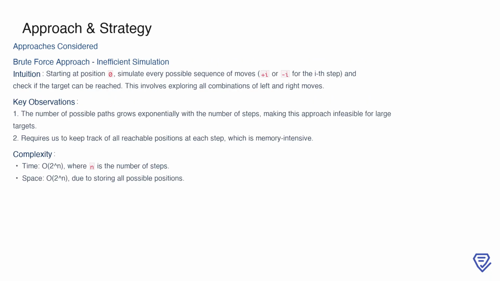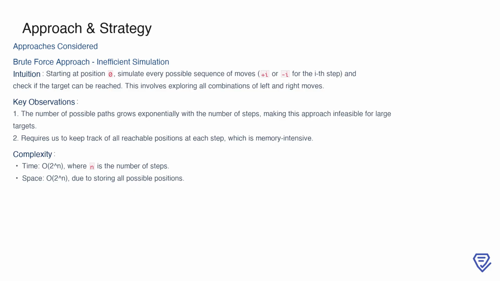To begin, let's consider the brute force approach, which involves simulating every possible sequence of moves. Starting from position 0, we explore all combinations of taking steps to the left or right, incrementing by 1 step at a time. While this approach seems intuitive, there are some critical drawbacks. First, the number of potential paths grows exponentially as we take more steps, making it computationally infeasible for large target values. Second, keeping track of all reachable positions at each step consumes a significant amount of memory.